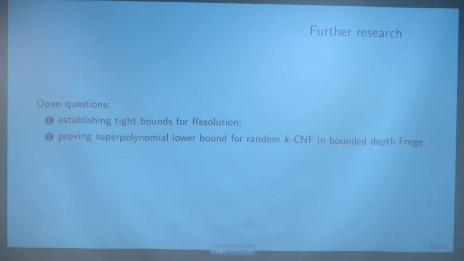Okay, so the open questions which this problem leaves us are: first, establishing tight bounds for resolution, because for Tseitin formulas, lower bounds are obtained basically by applying the Ben-Sasson–Wigderson theorem. But if we have treewidth like n to the epsilon for small epsilon, it doesn't work. So closing this question would require some kind of new technique probably. And the second, a major long-standing open question, is proving superpolynomial lower bounds for random k-CNF in bounded depth Frege.